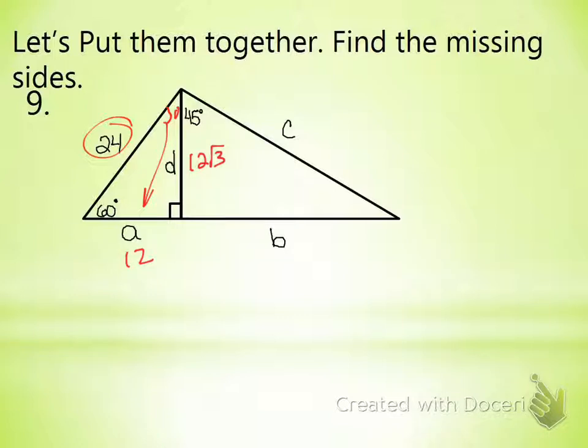Now I move over to the right triangle, and it's a 45-45-90, so these guys are the same. So B is 12 radical 3. And then to get C, the hypotenuse of a 45-45-90, you've got to multiply by a radical 2. To do that, just multiply the 3 and the 2, and you get 12 radical 6.